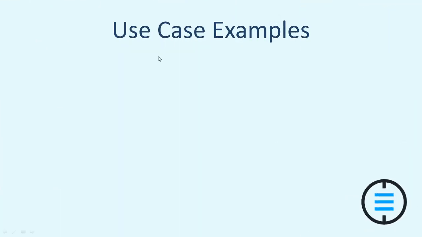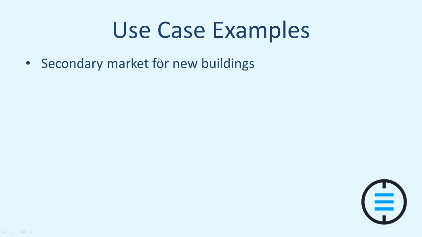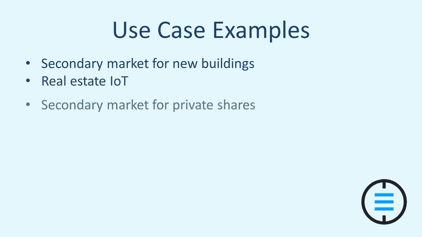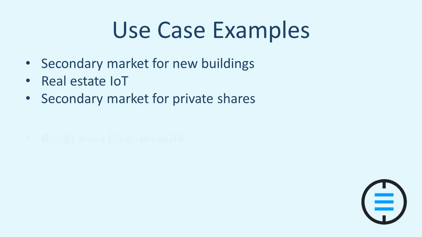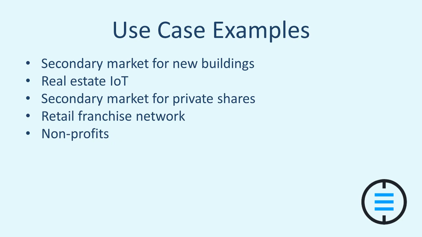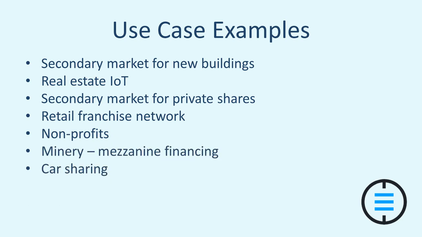So the use case examples of this proof of asset are various. They include secondary market for new buildings, real estate, Internet of Things, secondary market for private shares, retail franchise networks, non-profit organizations, minery, car sharing, and crypto special purchases. Now, examples of these are all available on the BANKEX website, which I've linked to below in the description.